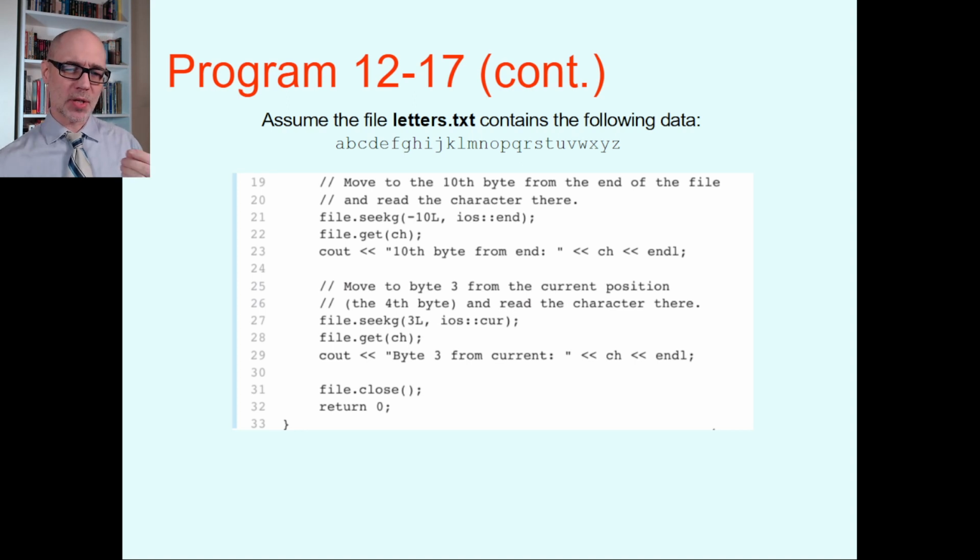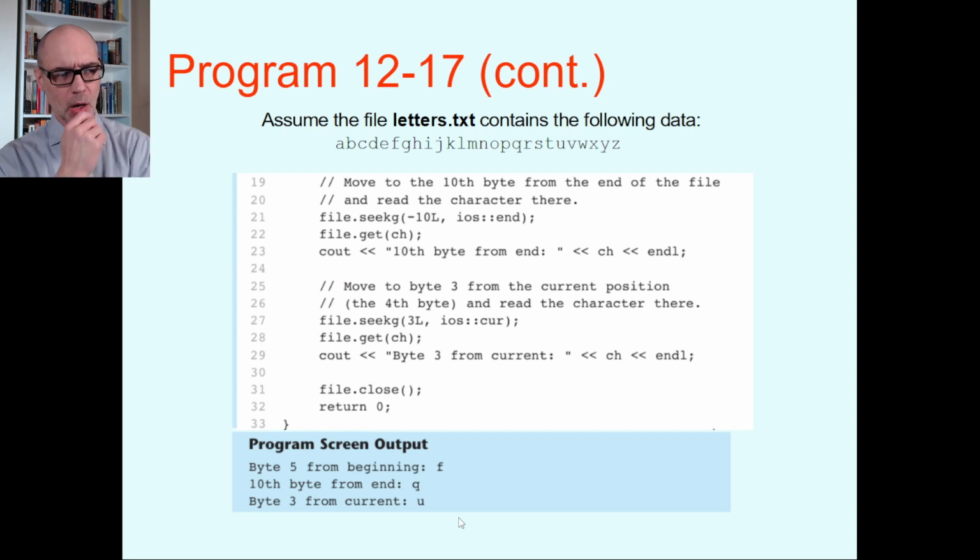Okay, so if we're actually sitting on the R as a result of getting the Q, and line 27 moves us 3 bytes further down, 1, 2, 3, I think we'd be at the U, right? You'd pick up the U and you'd see that. So all told here, this program jumped to the F from the beginning, and then it jumped over to the Q, which is 10 bytes forward from the end of the file, and then it was on the R, and you move 3 bytes further down from there, and then you got the U, and that's what happens with this program.